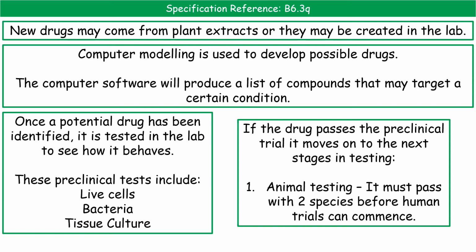Once we've identified potential drugs to use, we're going to test it in the lab, in what we refer to as preclinical tests. This is where we're going to expose some live cells, some bacteria, or a bit of tissue culture to our drug and see what happens. If obviously it kills all those cells or causes something a little bit untoward to happen, it's not going to go any further. If, however, everything looks good at that point, then we're going to move on to the next stage, which is animal testing. In order to pass the animal testing phase, we've got to pass 2 species before we can move on.